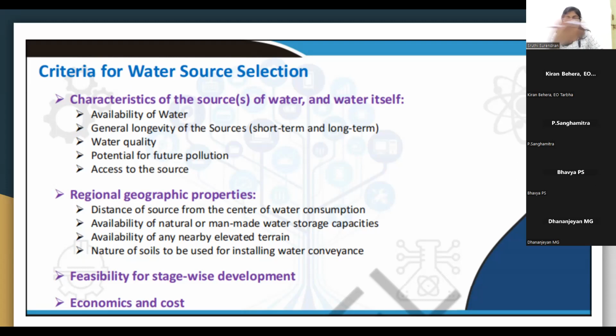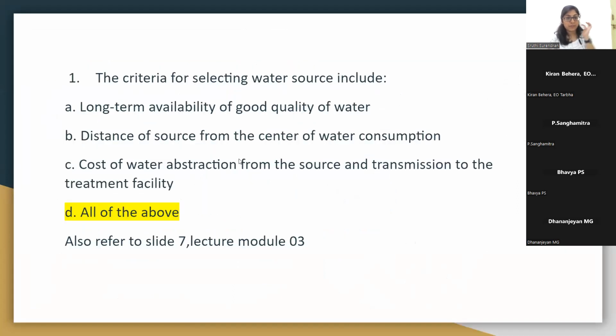What is the soil type there, is it suitable for installing a water conveyance system, or is there an elevated terrain near the source, so that in case of making a water storage structure, we'll get good height, pressure head over there. Also, the economics and cost is a very important factor, and also there has to be a system where the source exists, where stage-wise development and planning is possible. So the answer is all of the above. All these options are important criteria for selecting a water source.